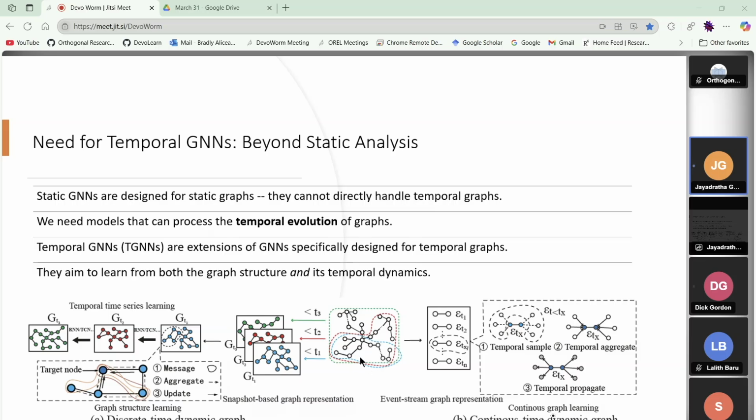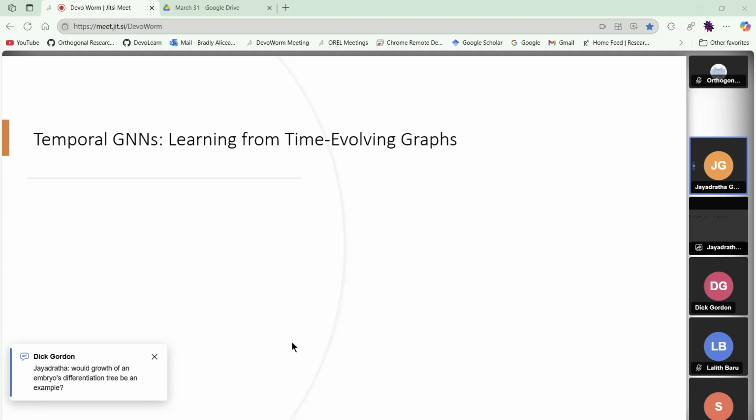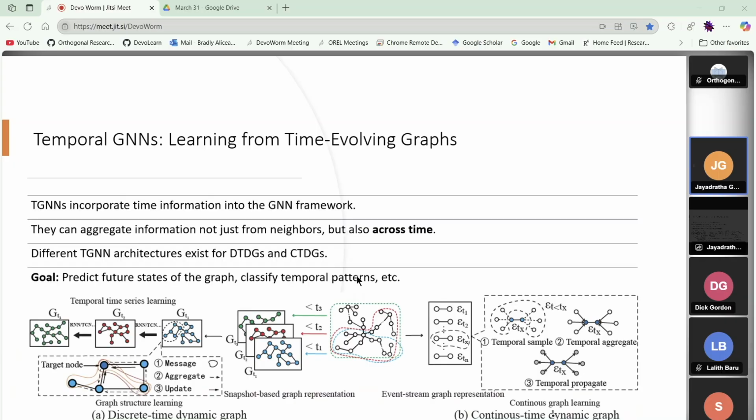So here we can process temporal evolution. Temporal GNNs are an extension of GNNs, and they aim to learn both graph structure as well as temporal dynamics. As I have already shown, for DTDG and CTDG we have different kinds of temporal graph neural networks for both kinds of graphs, and they aggregate information not only from neighbors but across time. The goal is to understand or predict the future state of the graph or classify the temporal pattern.